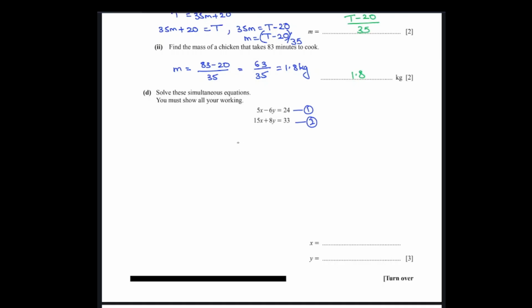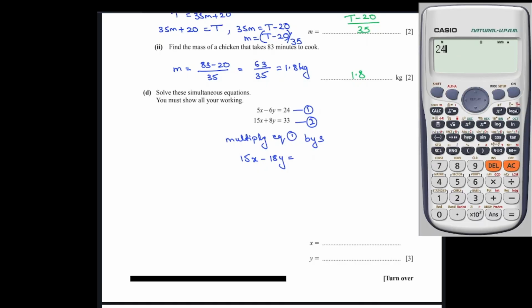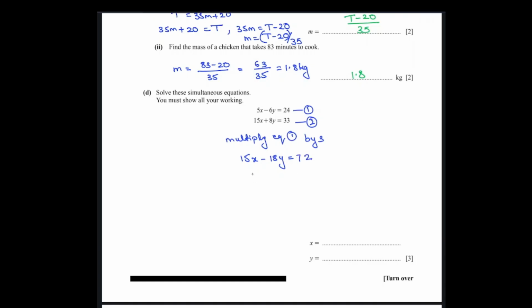So equation 1, multiplying equation 1 by 3. So I'll multiply that. 5 3s are 15x, 6 3s are 18y, and 3 into 24 is how much? 24 into 3, 72, and then this is equation 3.